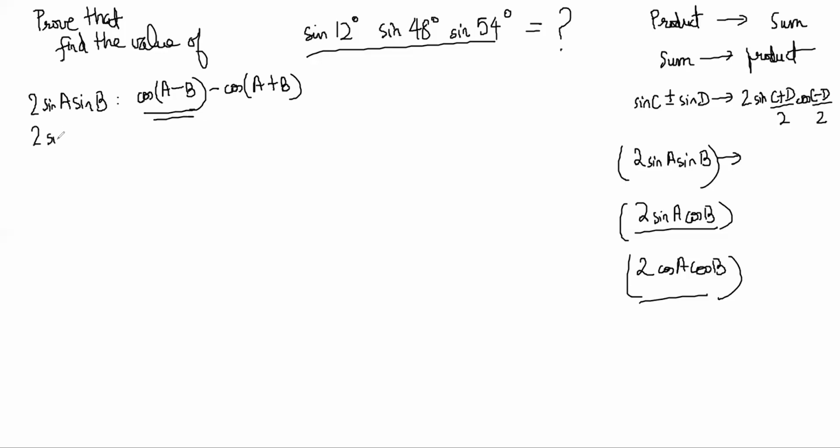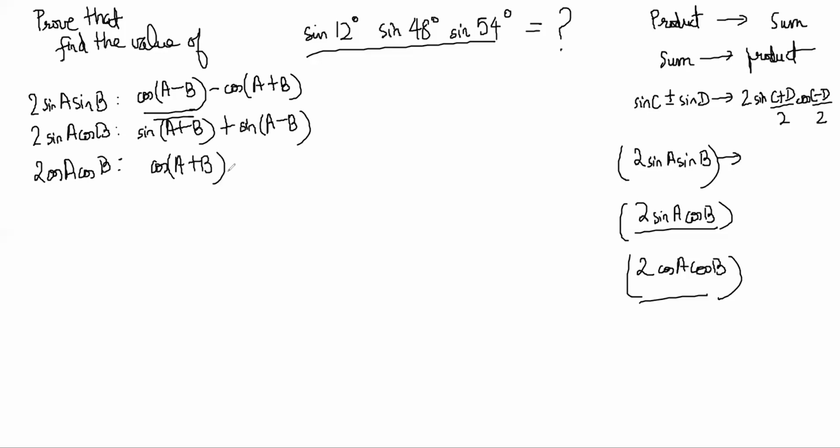Similarly, 2 sin A cos B can be thought of as sin A plus B plus sin A minus B, right? So one of the terms will cancel. Similarly, 2 cos A cos B can be thought of as cos A plus B plus cos A minus B, right?